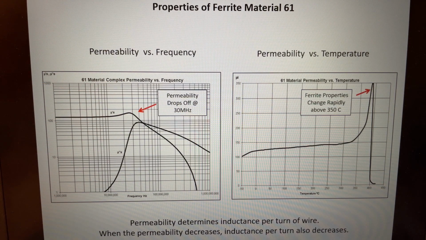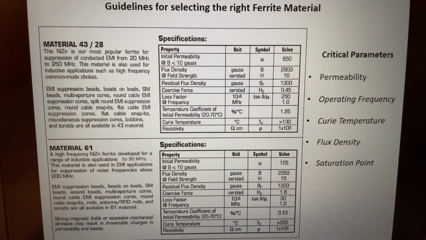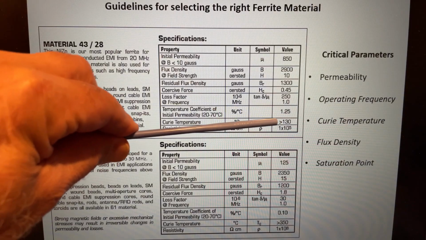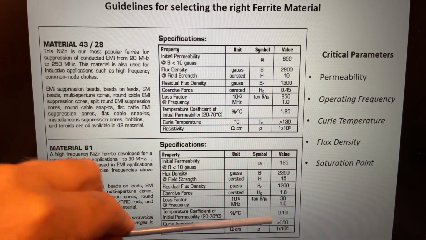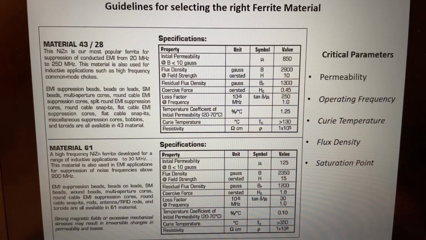And here we're showing material 61 versus the Curie temperature. Now this particular material, the Curie temperature is extremely high, so we typically don't worry about that. But if I go back to material 43, the Curie temperature is rather low, 130 degrees C compared to 350 degrees C.